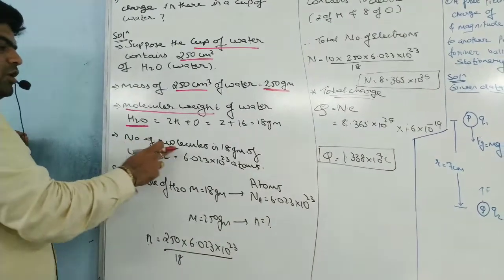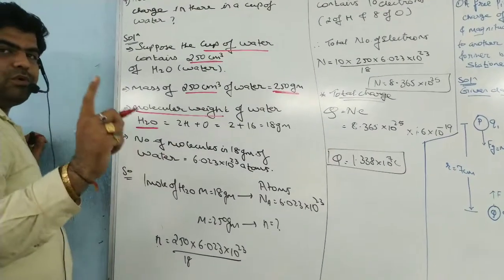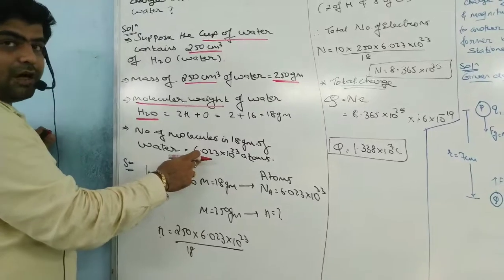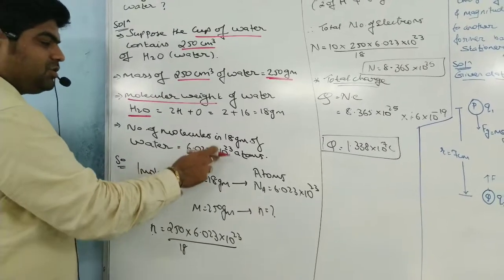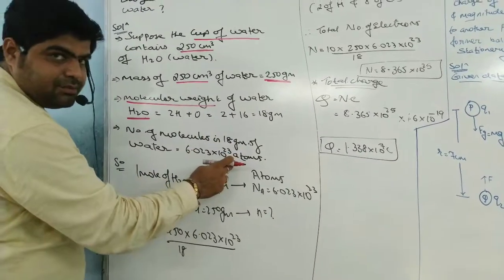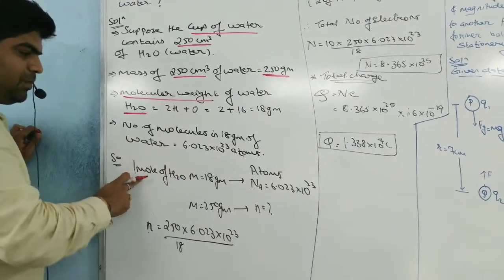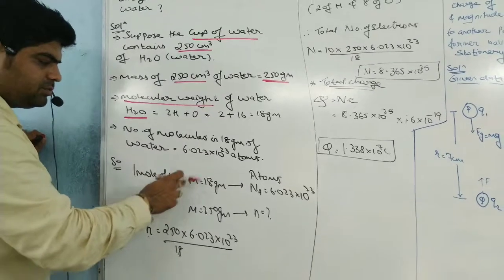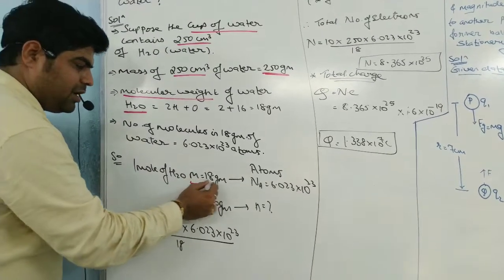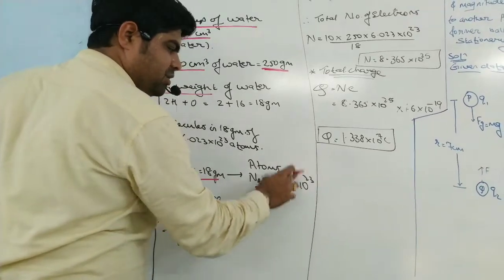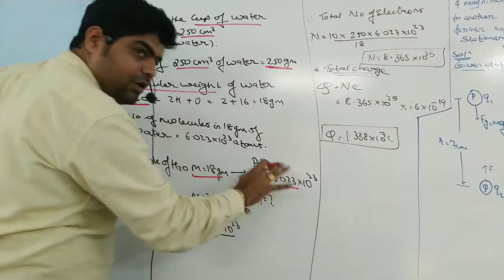So number of molecules available in 1 mole. 1 mole means 18 gram of water, Avogadro number, that is 6.023 into 10 raised to 23. That is the 1 mole. So in 1 mole of H2O, which has a mass of 18 grams, 6.023 into 10 raised to 23 molecules are available already.